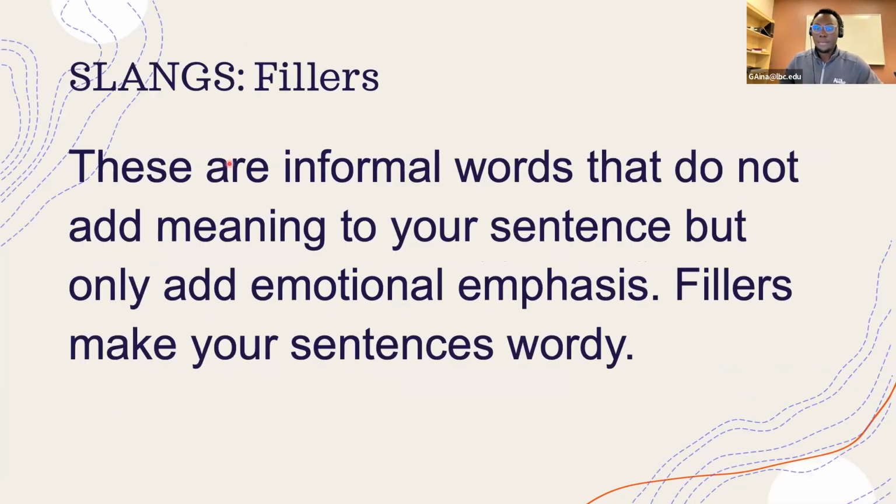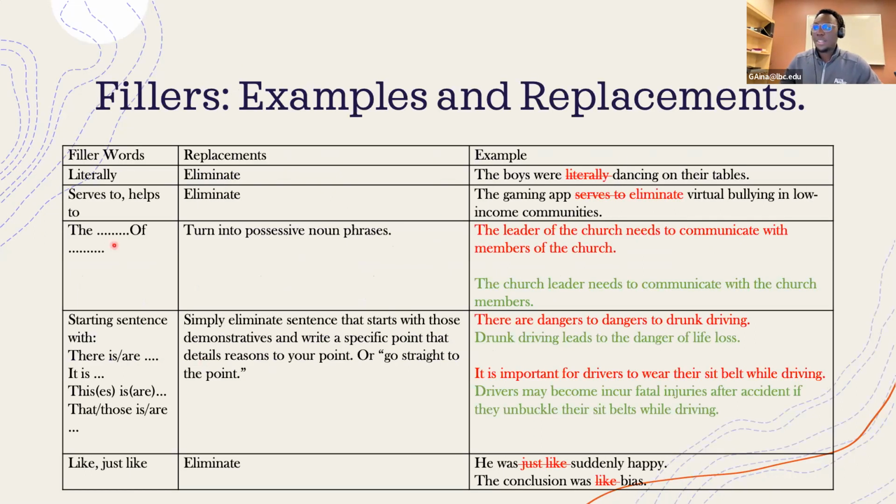So the last part of slangs we have here is fillers, right? These are informal words that do not add meaning to your sentence, but only add emotional emphasis. Fillers make your sentences wordy, right? So words like literally, we use that a lot. So just eliminate those. I've seen many students use the word literally when writing an academic essay. So the boys were literally dancing on their tables. Just delete it, so just say the boys were dancing on their tables. Literally there does not add any meaning to your sentence. They're just fillers. They just fill up your sentence, right?